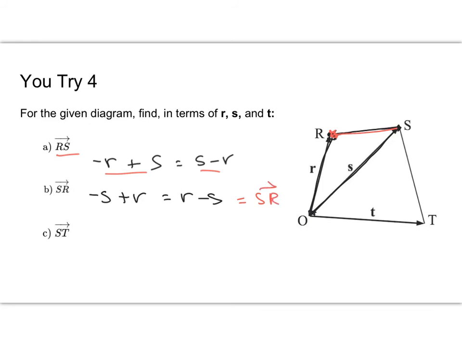Okay, and the last one I need to find is s to t. Let's get rid of this stuff. Okay, so I have to start here, s to t. That's my direction. That means my original vector had to start here. So that again is negative s, and then plus t, which is also t minus s if you prefer that, and that equals s to t.